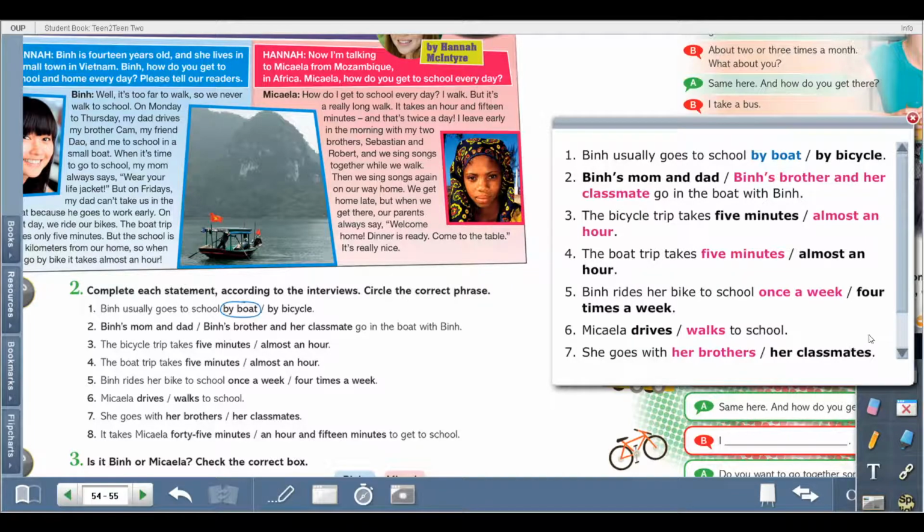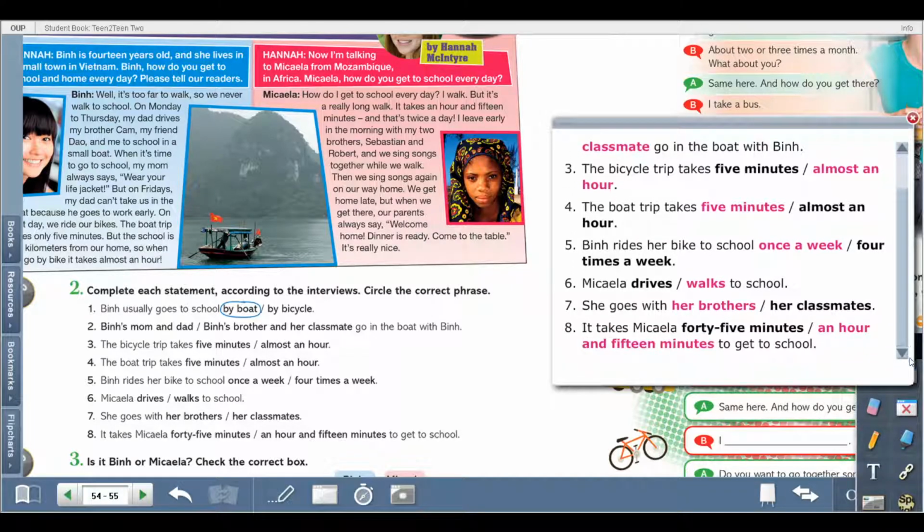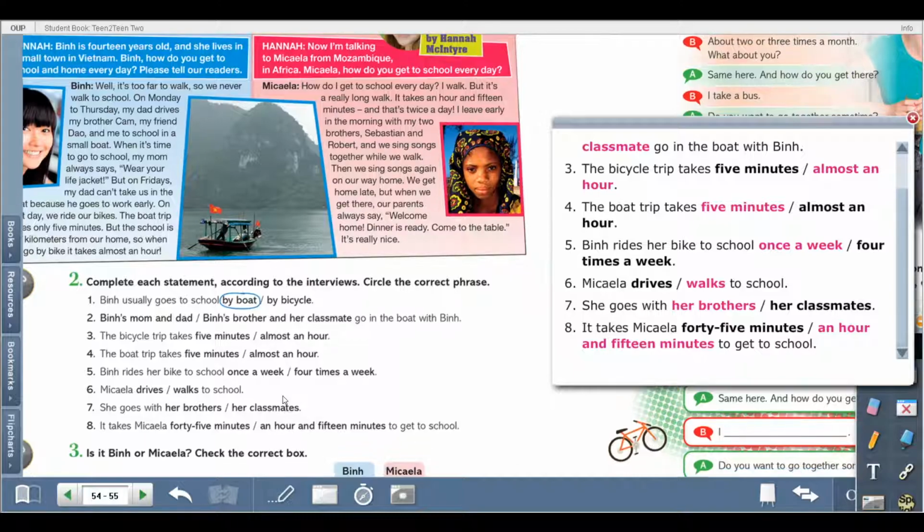Michaela walks to school. Now look at 7. She goes with her brothers or her classmates. Her brothers. Takes Michaela 45 minutes. Takes an hour and 15 minutes, because it says here. Here you see it takes an hour and 15 minutes. So the answer is this.